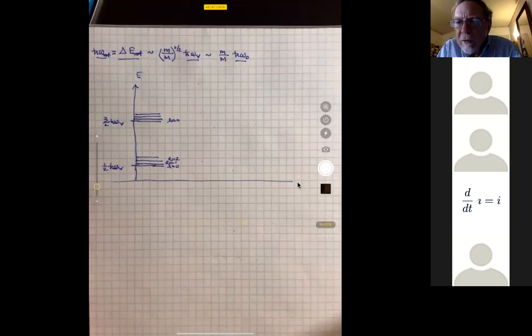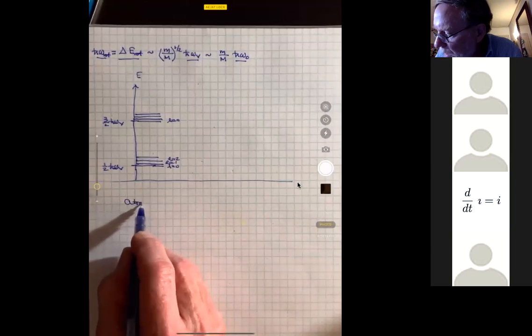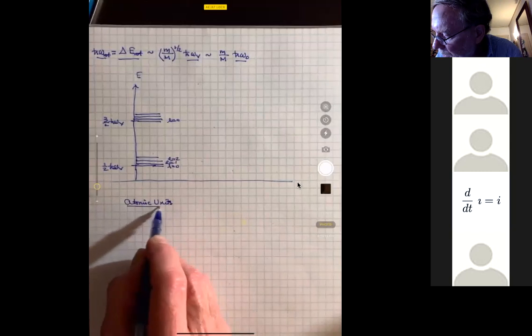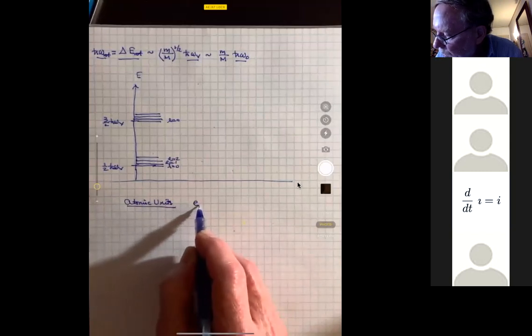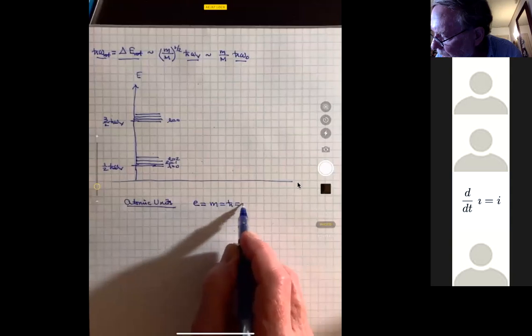So I want to move on now to the hydrogen atom, and I'll probably spend the rest of the hour talking about that. Before I start on hydrogen, I want to say something about atomic units. Atomic units are very useful in atomic physics, and they are basically units in which the electron charge, the electron mass, and Planck's constant h bar are all set equal to 1.